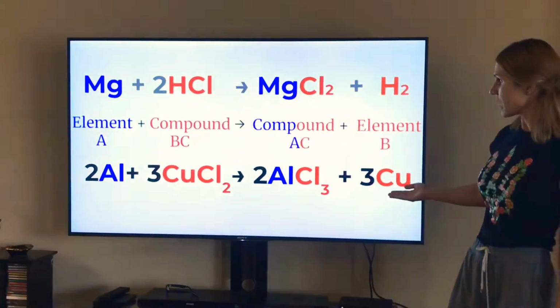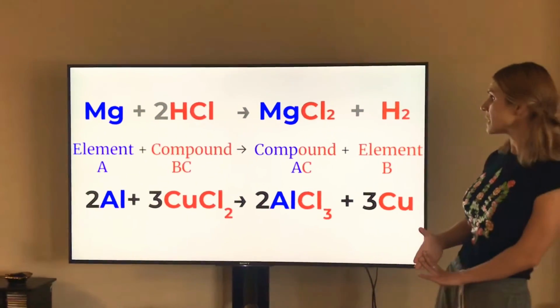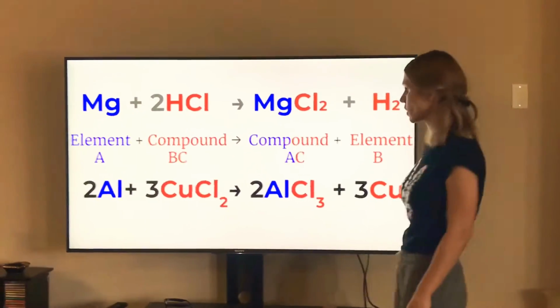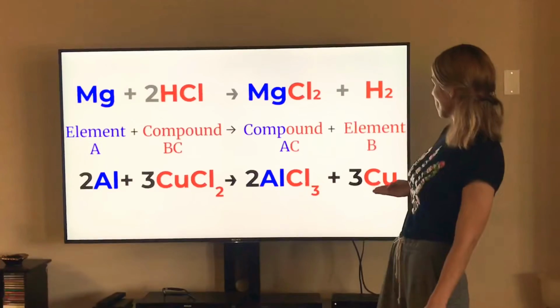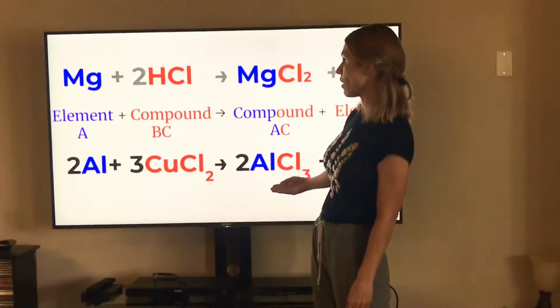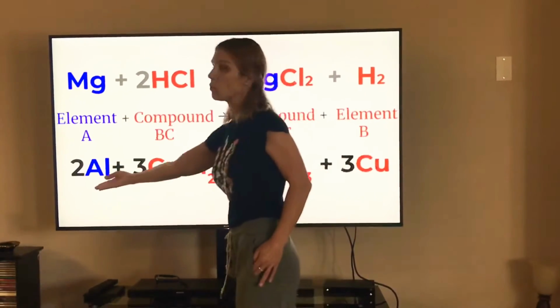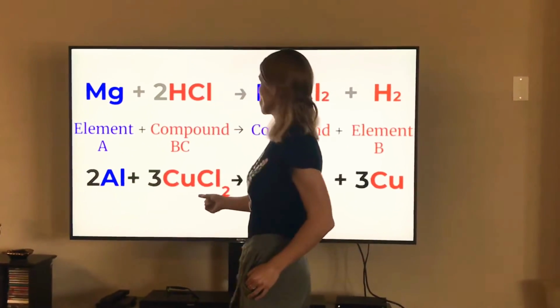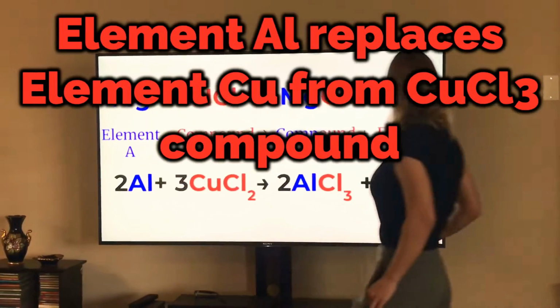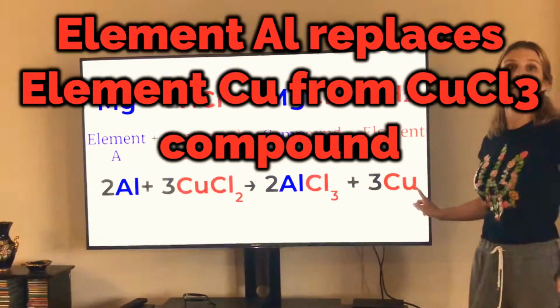Look at another example. Make sure you always have a compound and an element on both sides, reactants and products. So as you can see, copper is my element, AlCl3 is my compound. On my reactant side, aluminum is the element, CuCl2 is my compound. Aluminum replaces copper, single element replacement.